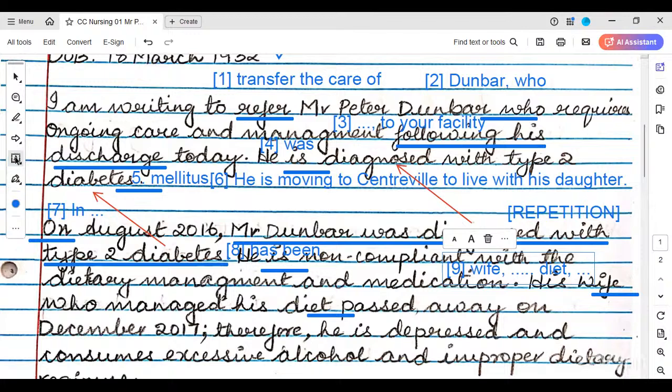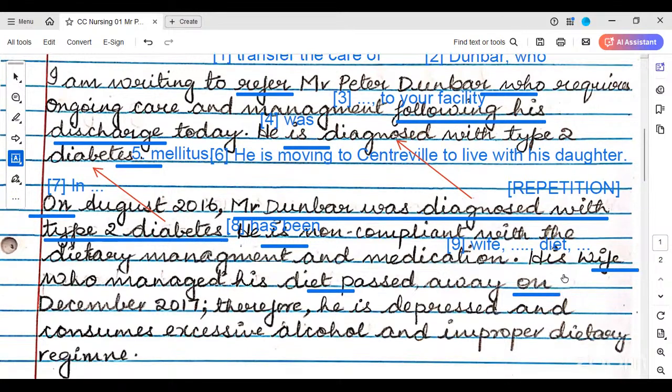Okay, there's another mistake here. It is in December, not on. So this is point number 10. It is in, not on. Okay, and your N is looking like U. So this confuses the reader. He may consider this a spelling mistake, OU. So N should look like N. Remember that. Clarity is very, very important.